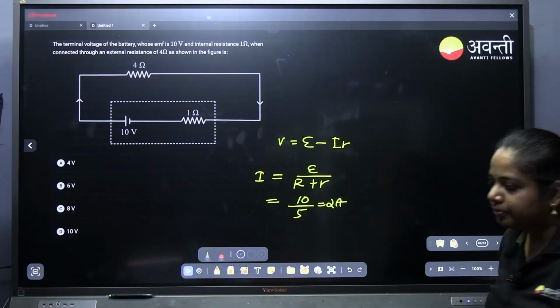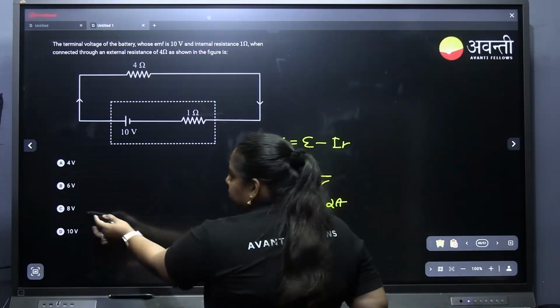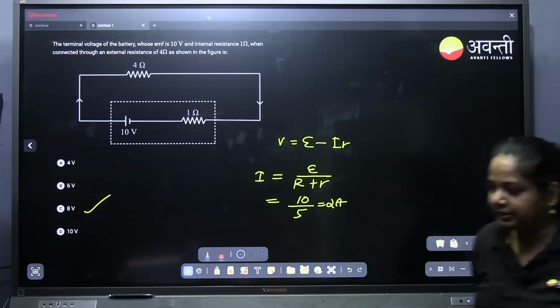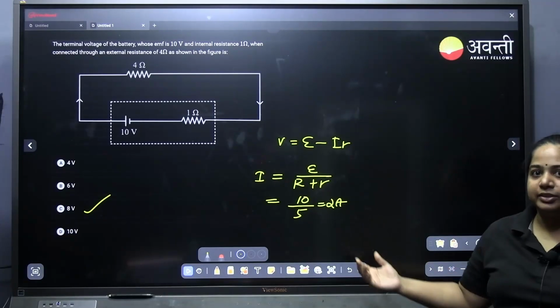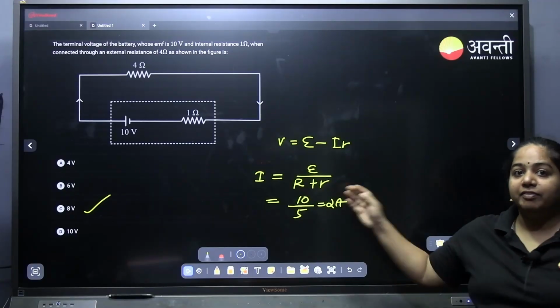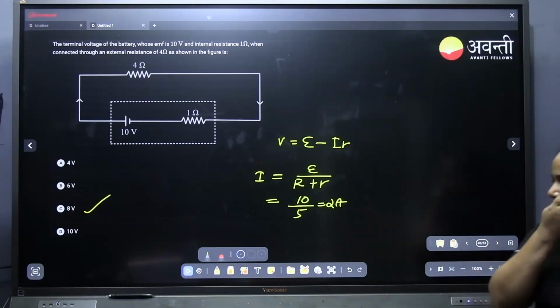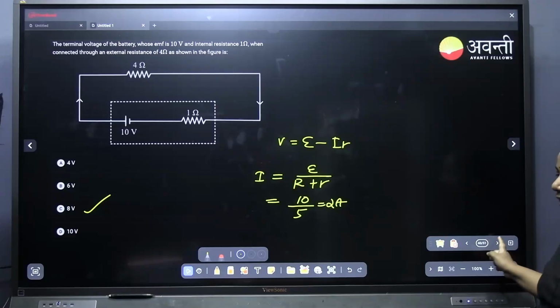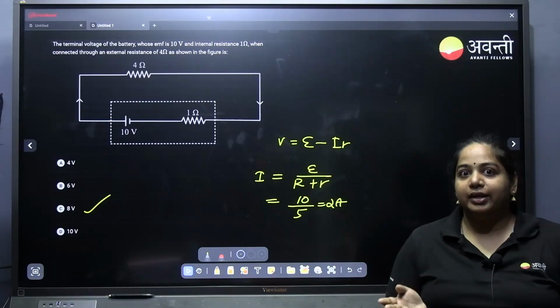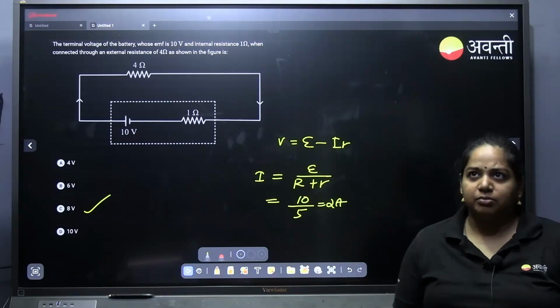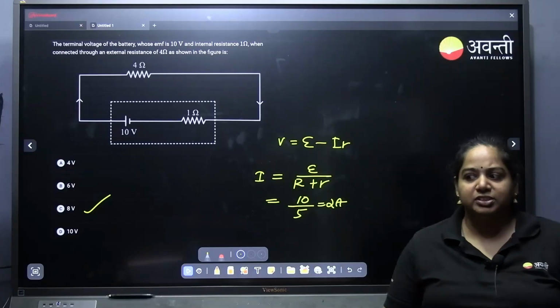V equal to, option C, 8 volt. Okay, good. So such questions will be easy. Sometimes directly, without much calculation, you will get the answer. That's why current electricity has more questions. We saw in the orientation, right? 38, 42 questions from this chapter alone.